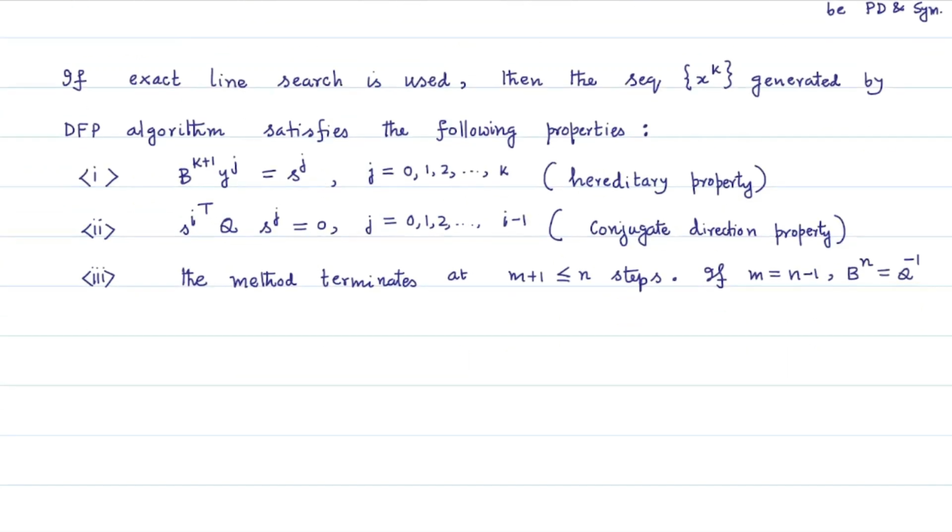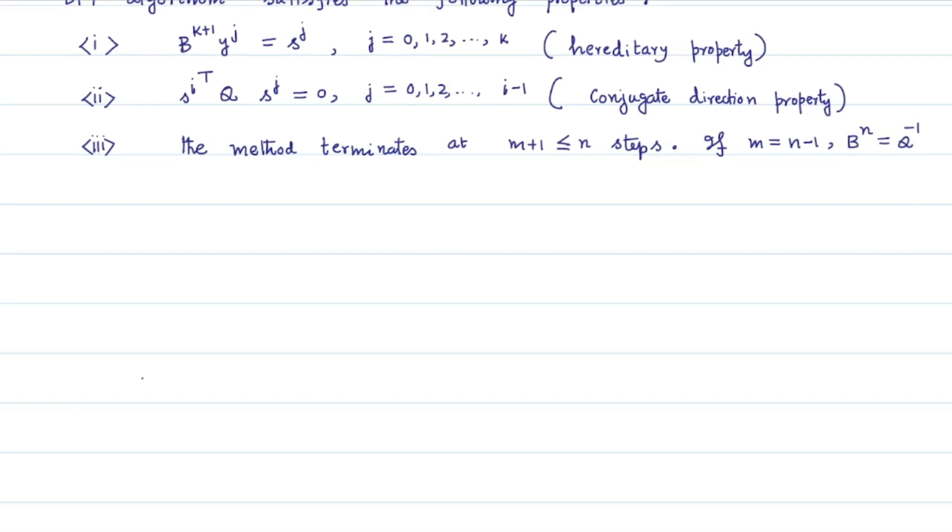I will not go to prove this result. For a proof of this result, the quadratic termination property, you may please visit the book by Sun and Yuan at page number 215, where you will find Theorem 5.1.7. It is in the book by Sun and Yuan entitled Optimization Theory and Methods that I have referred to many times in the previous lectures.